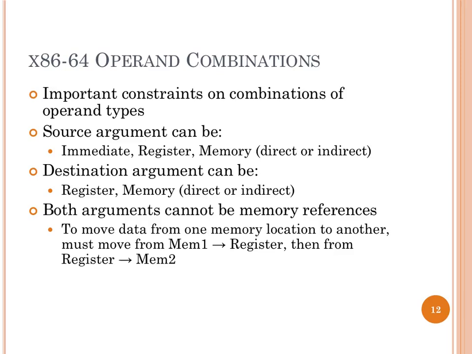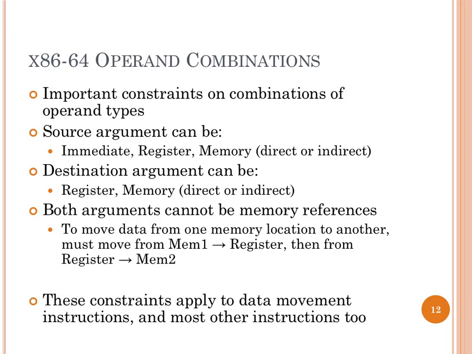Otherwise, and I see this every year, some student says, I can't get my code to assemble. I don't understand why. Well, the source and the target were both memory locations. You have to move through an intermediate register. Okay? All right. Everybody got it?